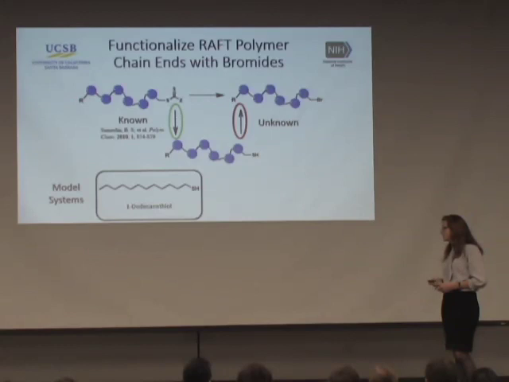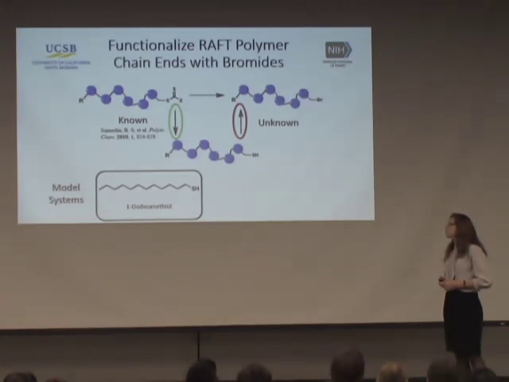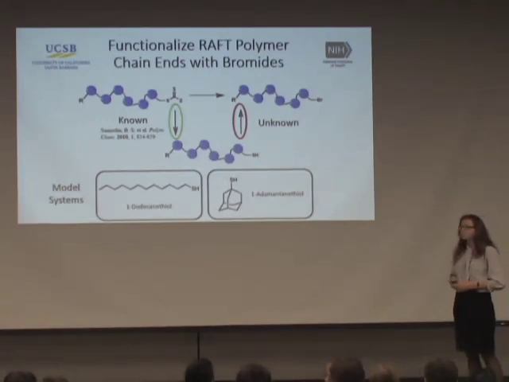The first one is dodecanethiol. This is what is called a primary thiol, because the carbon it is attached to is only attached to one other carbon. So this is extremely easy to attack and substitute for other groups such as bromine. And this makes it easy to see what does work and what doesn't work. Then we moved on to our second model system, adamantanethiol, which is a tertiary thiol. And this is more representative of what polymers are.